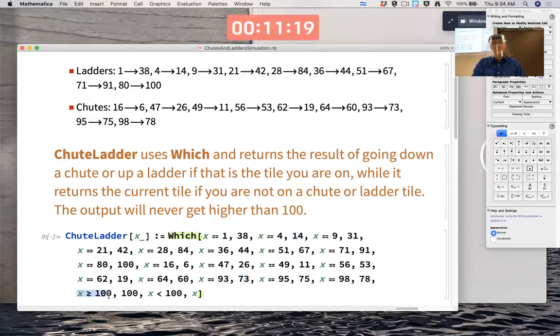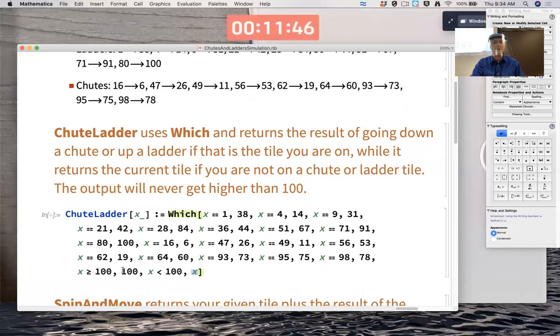If x is greater than or equal to 100, we effectively stop. We keep the output at 100. Actually, the output wouldn't get bigger than 100, so I didn't really need to put greater than or equal to there. And if x is less than 100, but not one of these other ones, evidently, because you sort of go through this Which command in order, then I keep the output at x. And effectively, this is just trying to keep track of the chutes and the ladders. But the 100 there means also that when you get to 100, you stop.